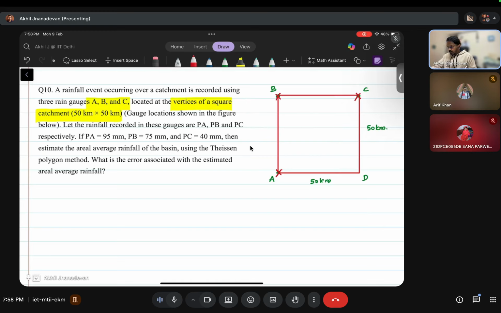They have mentioned the rainfall at PA, PB, and PC. That is, the rain gauge at A measures a rainfall of 95, the rain gauge at B measures a rainfall of 75, and the rain gauge at C measures a rainfall of 40. So these values are also given. They are asking us to find the average rainfall for this square catchment.